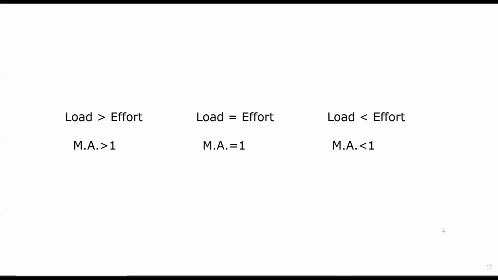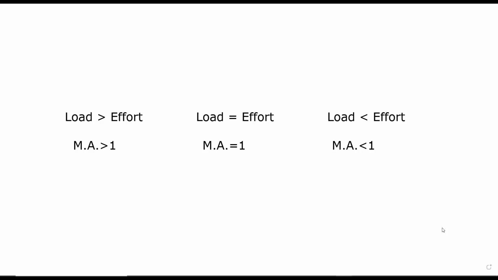Now, children, if load is greater than effort, then mechanical advantage is also greater than 1. So, such a machine is called a force multiplier. For example, a nut cracker. Here, less effort is required to overcome a greater load.